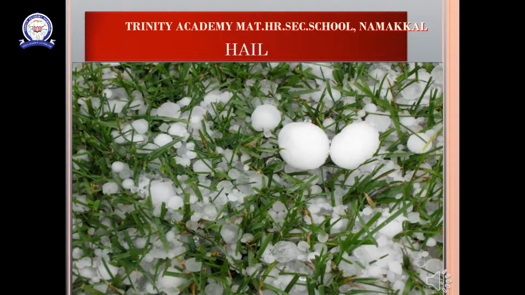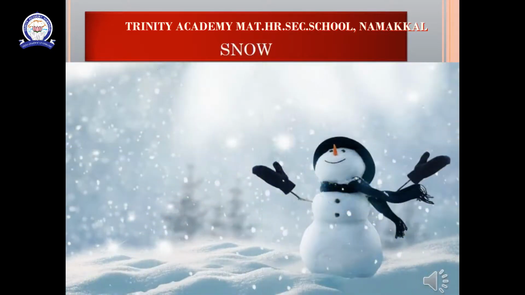Hail. The precipitation, which consists of round pellets of ice which are larger than 5 mm in diameter, is called hail or hailstones. Next, snow. The precipitation in the form of powdery mass of ice is known as snowfall.